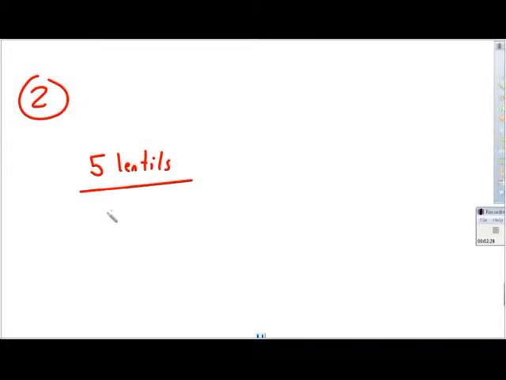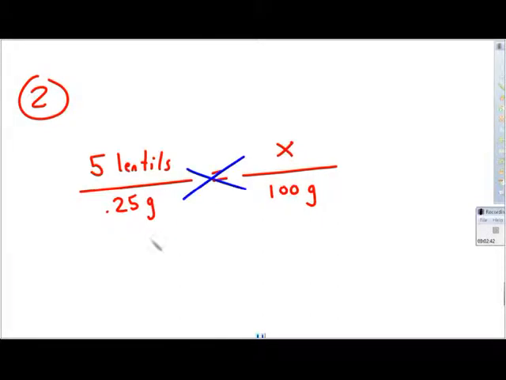Another proportion problem, this time using lentils, which we looked at in class in a purple cup. And so if you figure out that 5 lentils weigh a quarter of a gram, we set up a proportion with that. So 5 weighed 0.25. x lentils will weigh 100 grams. 5 weigh 0.25, x weighs 100, cross multiply and solve.